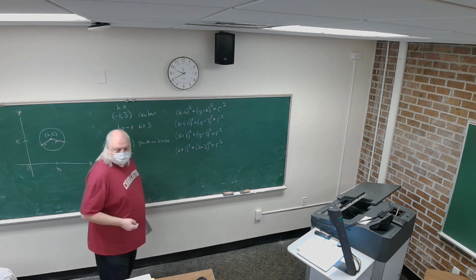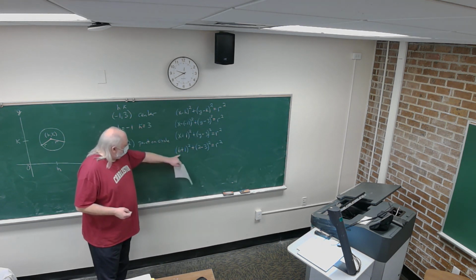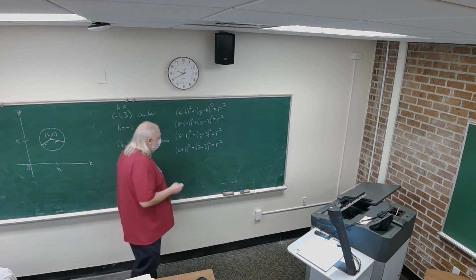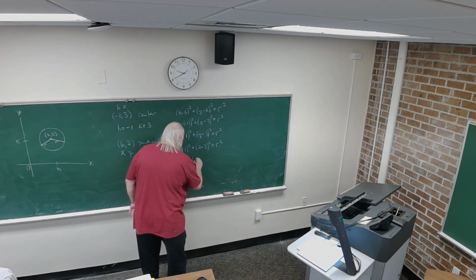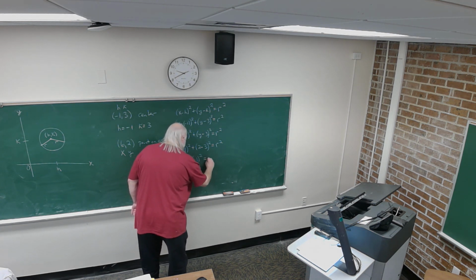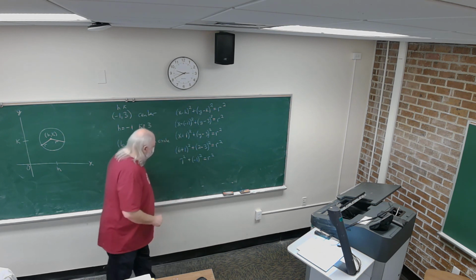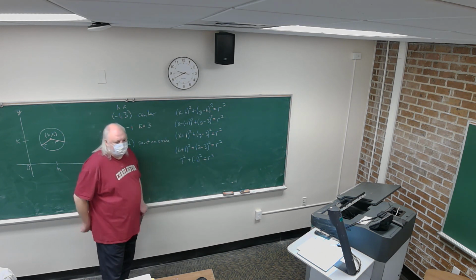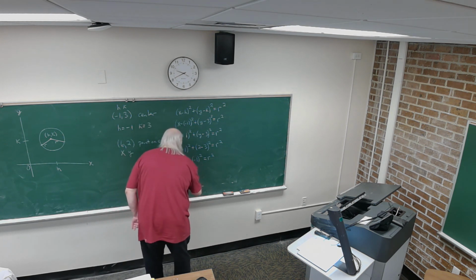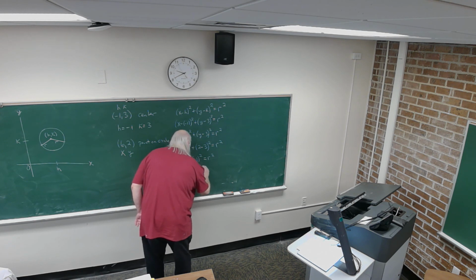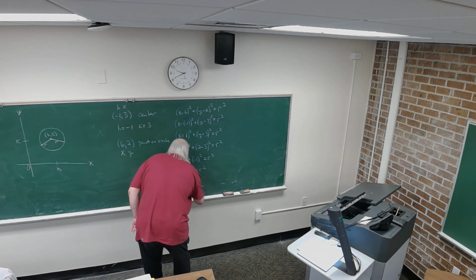And now we know what r squared is equal to. 6 plus 1 is 7. So we have 7 squared. 2 minus 3 is negative 1. So we have negative 1 squared. 7 squared is 49. Negative 1 squared is 1. And so we have 49 plus 1 is equal to r squared, where r squared, the radius squared, is equal to 50.